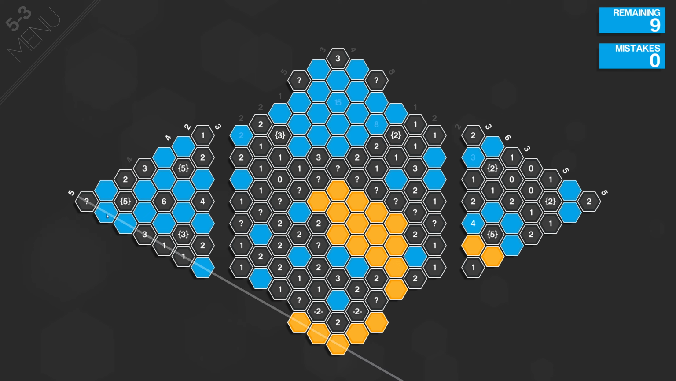This 5 has 1, 2, 3. Can't be both of those for 4 and 5, so it must be this and that. This 2 has 2. That 2 needs a second. How's this 4 doing? We have 1, 2, 3. Could be this or either of those. 2 here we don't know.